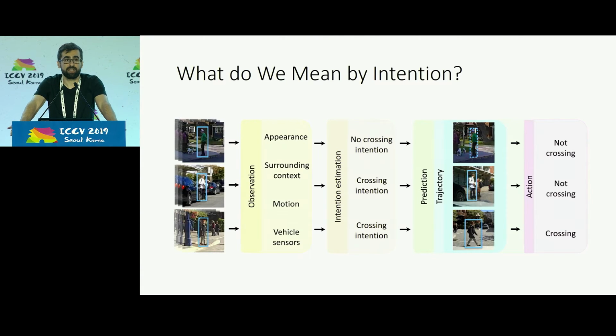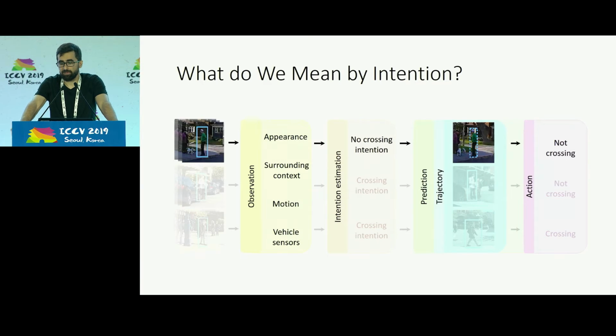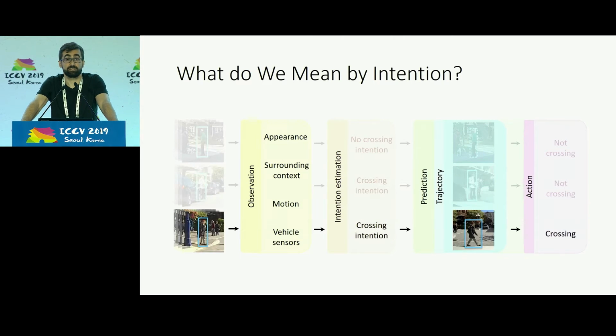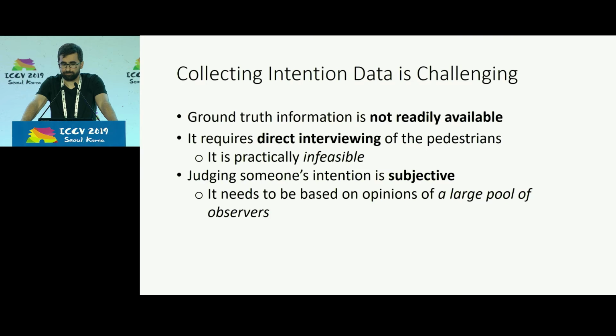In fact, it reflects the underlying motives of people to perform an action. For example, if somebody has no intention of crossing, perhaps waiting for a bus, obviously they are not going to cross. And if somebody has an intention of crossing, depending on the traffic flow and the state of the signals, they may or may not attempt to cross the street.